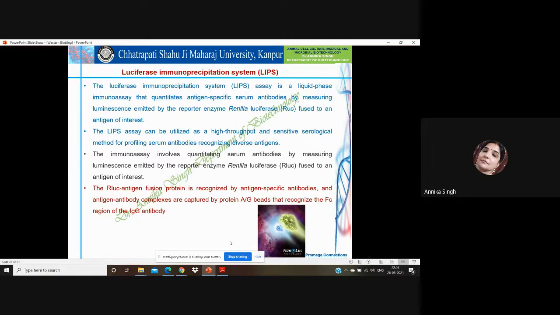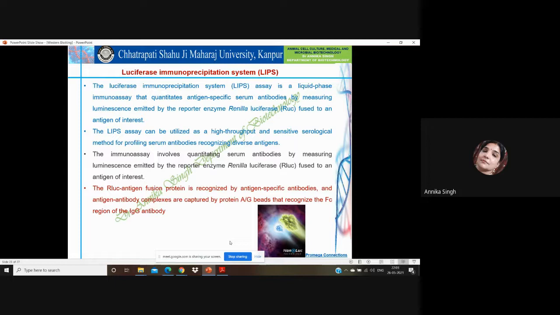So the next topic is luciferase immunoprecipitation system assay. Luciferase is an enzyme present in various animals, in firefly and a sea pansy that is known as Renilla reniformis.